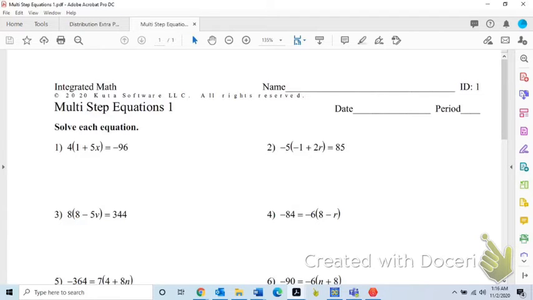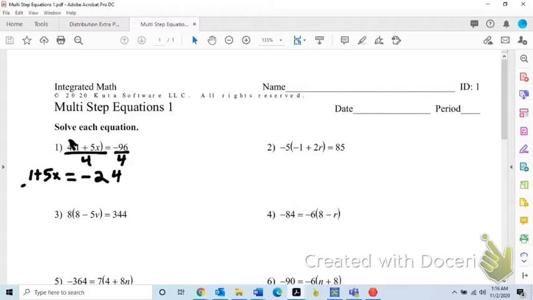Now, there are actually multiple ways to do this, and it's important that we understand both ways. The first way is what we've done before. Because we have that multiplication on the outside and we need to move outside in, we're actually going to divide by 4. So on the left-hand side, the 4s cancel out. And then we have negative 96 divided by 4. Grab our handy-dandy calculator, plug it in, and we get negative 24.